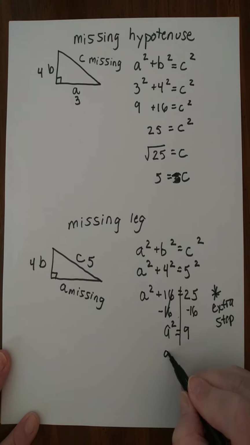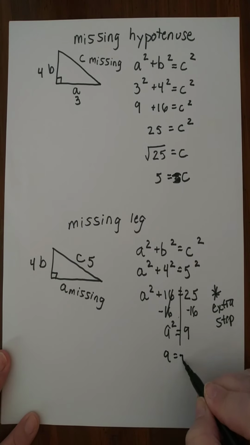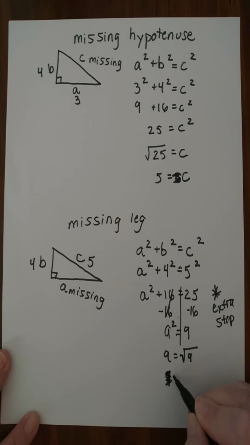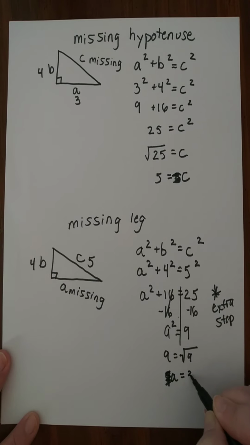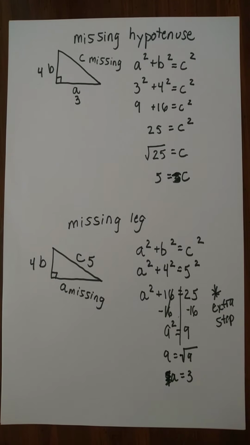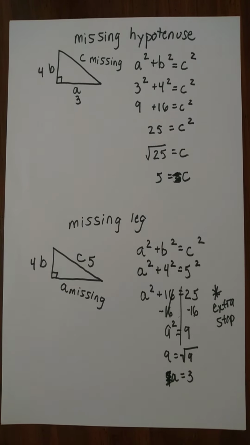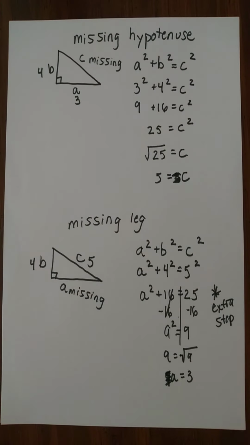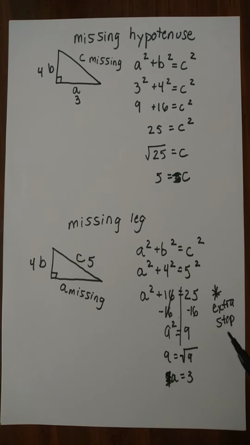So now to get A by itself, we take square root of 9. So, oops, that's an A. Sorry, guys. A equals 3. Okay, so the one with the missing leg has the extra step. So you have to remember that's the only time you have to do the subtraction.